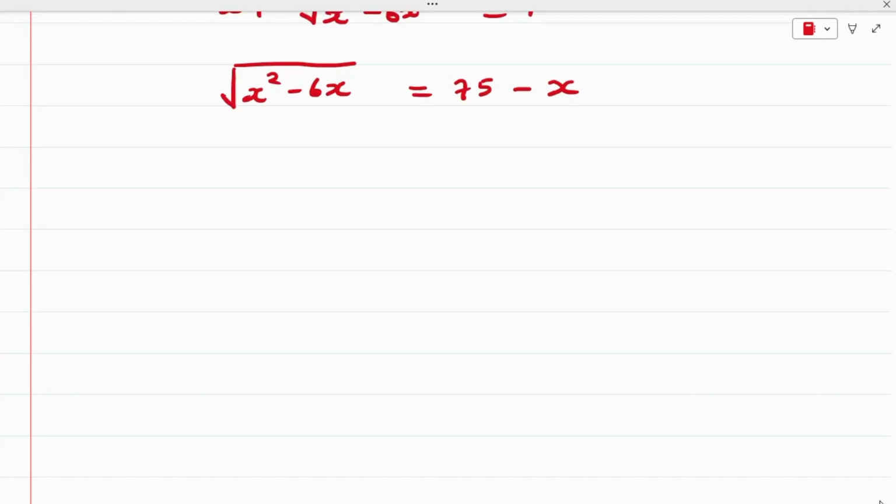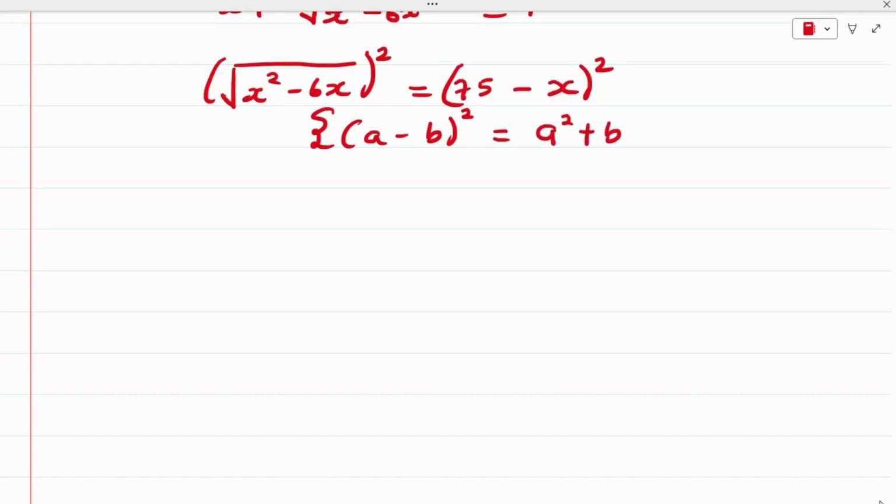So squaring both sides right here, now we're going to apply this formula to the right hand side that says (a minus b) all square is equals to a square plus b square minus 2ab, and we have a is equals to 75 and b is equals to x. Alright, so applying this formula right here, from here up to this point, this is going to cancel out this.